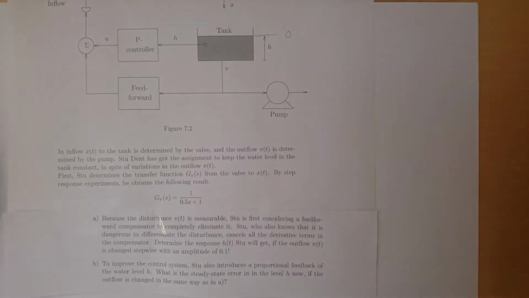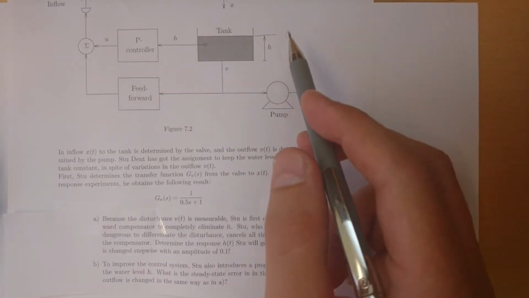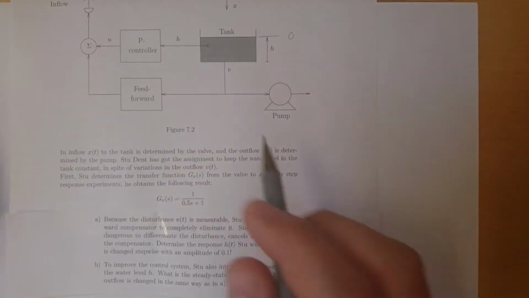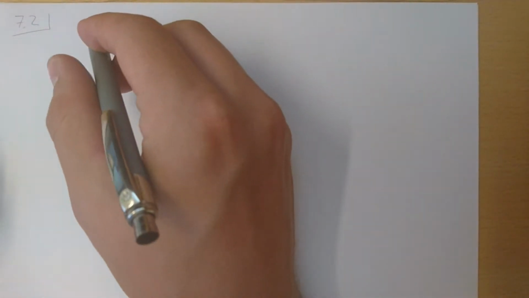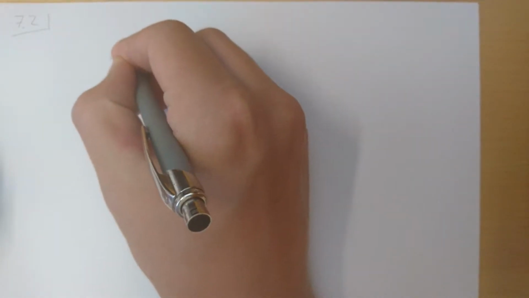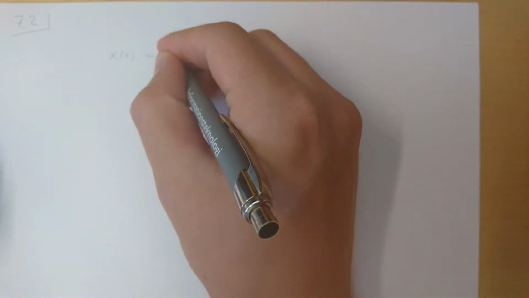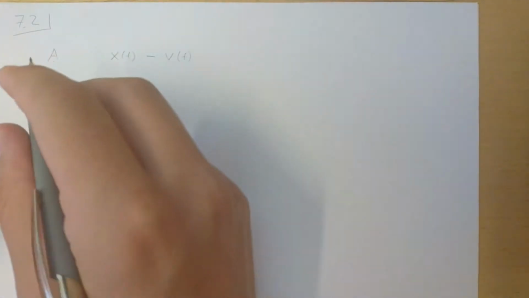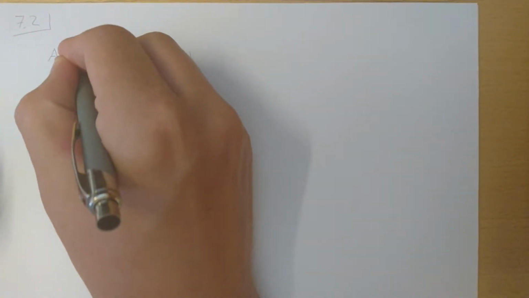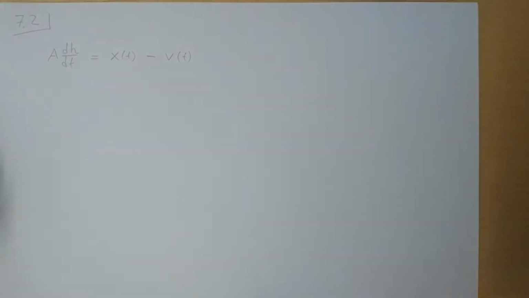Alright. The first thing we need to do is to find the relation that relates x, h and v to each other. So h is the height in the tank, x is the inflow, and v is the outflow. So we'll need to use mass balance. If we look at the inflow into the tank, x(t), minus the outflow, v(t), inflow minus outflow, that of course is equal to the change of the volume in the tank. So volume in minus volume out, and that change is equal to the area of the tank multiplied by the change of the height h. So A times dh/dt is equal to x(t) minus v(t).